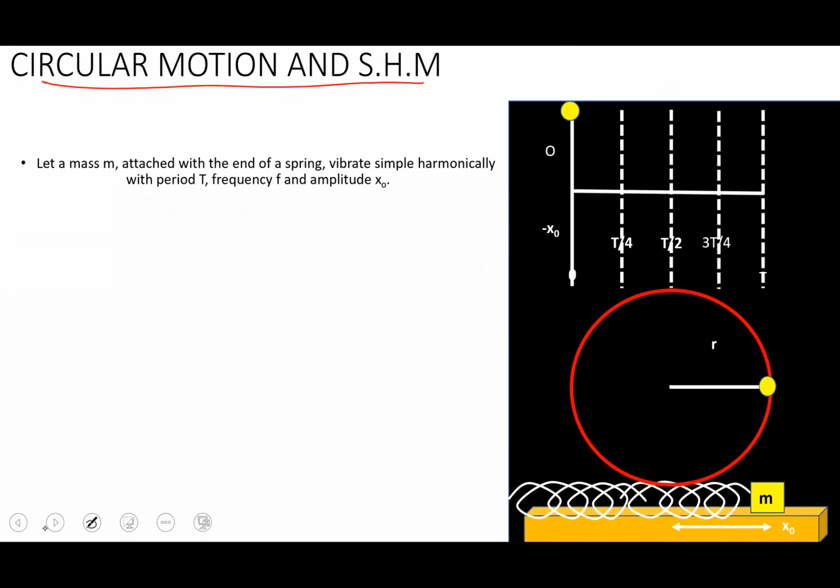Today we are going to learn about simple harmonic motion and circular motion. Let us read about it. Circular motion and simple harmonic motion. Let us study them side by side.